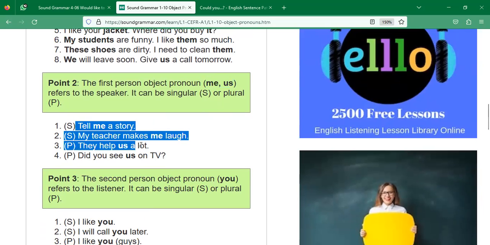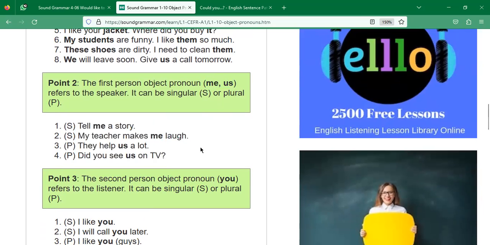Edgar, can you help me with these examples, please? Number 1, tell me a story. Number 2, my teacher makes me laugh. Number 3, they help us a lot. Number 4, did you see us on TV?